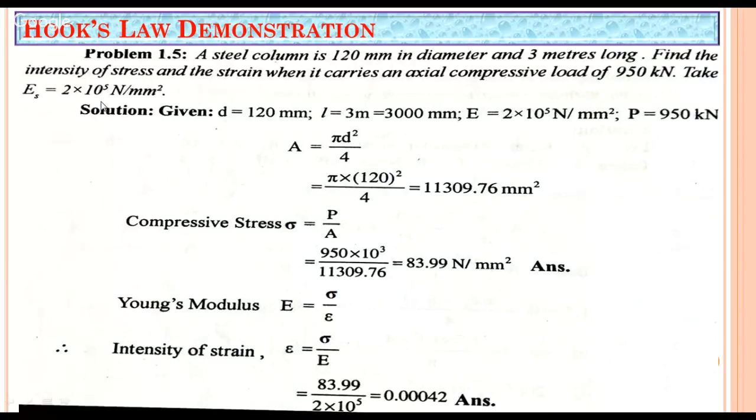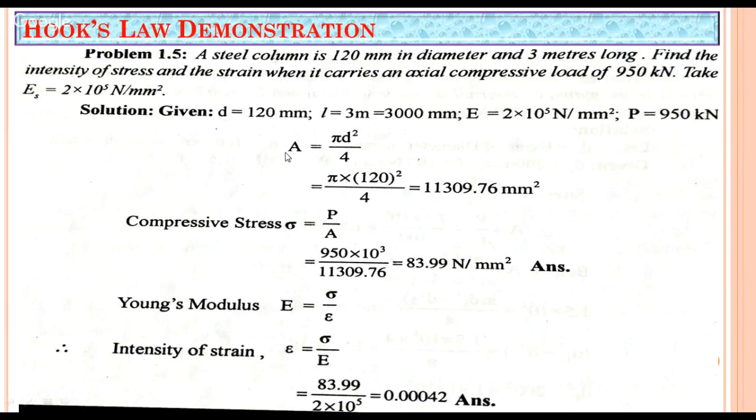From this data, first we have to collect the given details. They have given the diameter of 120 millimeter and a length of 3 meters, which we will convert to millimeters. The Young's modulus is given in newton per millimeter square only. Then the applied external load is a compressive load of 950 kilonewton. First, using this diameter, we will calculate the area of cross section of the steel column.